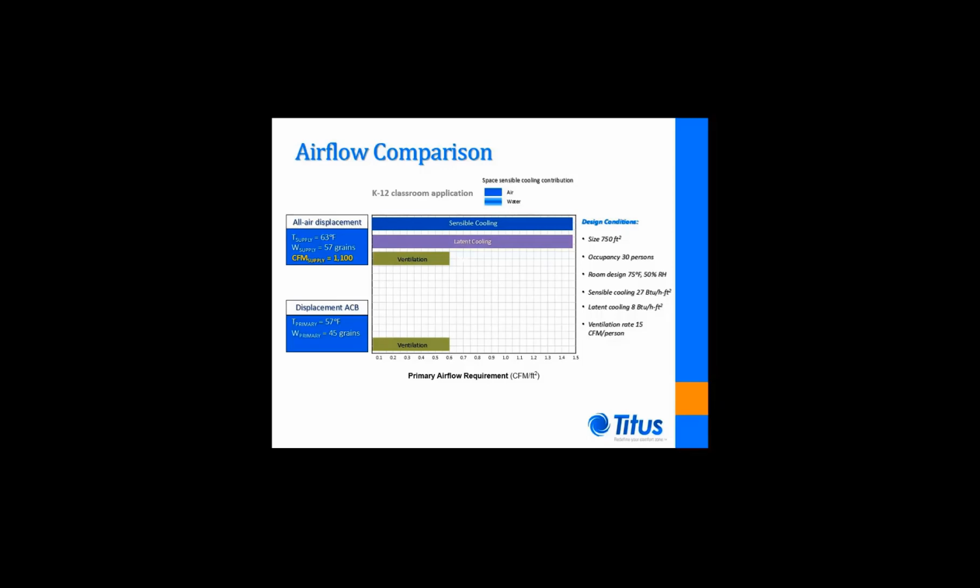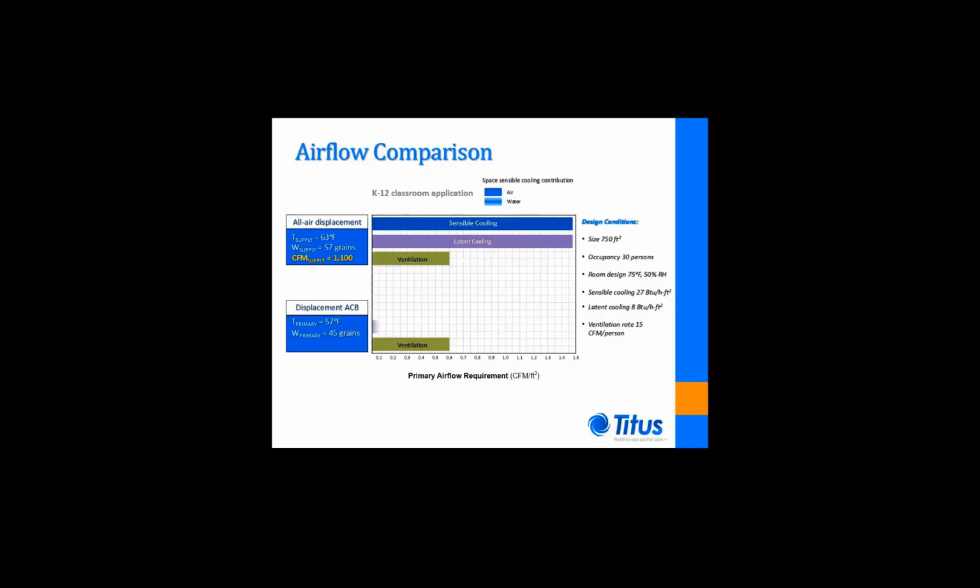Note that the supply airstream has been conditioned to a moisture content that will result in a flow rate for latent cooling that is equal to that required for the sensible cooling. Now, let's look at the displacement chill beam system.